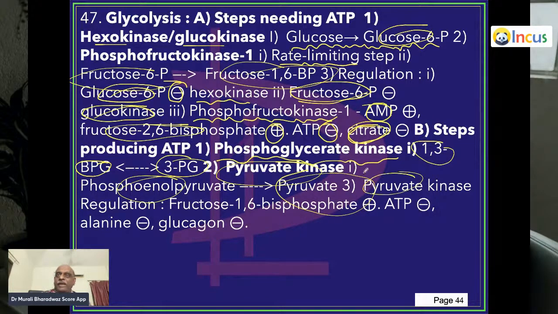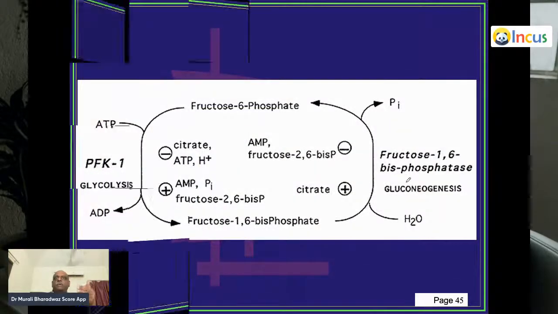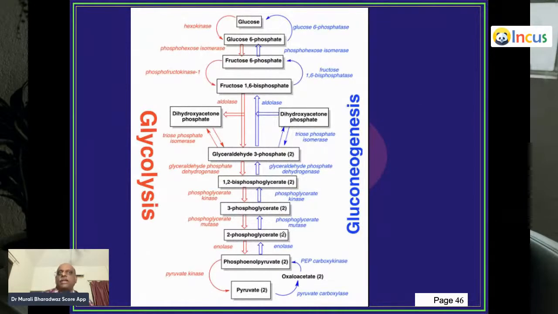And how is the pyruvate kinase regulated? Once more, same story. If a lot of ATP is there, you don't need pyruvate kinase to produce ATP, na? So ATP has a negative effect on pyruvate kinase. If a lot of alanine is there, or glucagon, they all have a negative effect on pyruvate kinase. Fructose 1,6-biphosphate, which is the precursor, has a stimulant effect on pyruvate kinase. So you need to remember, doctor, what is below, what is above. So if you look at the glycolysis, right?